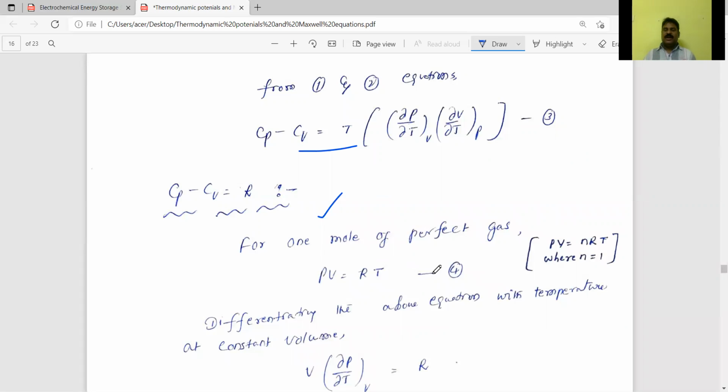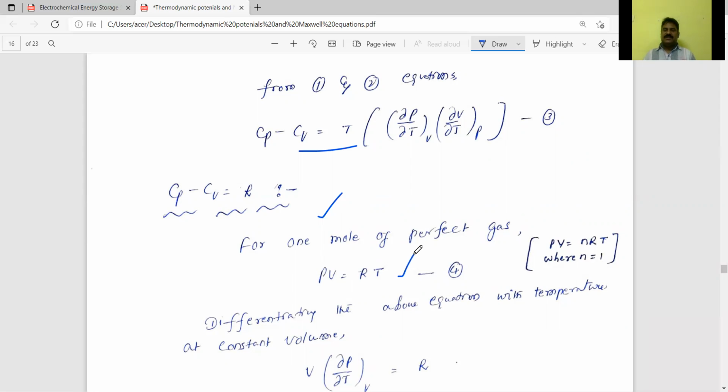For that, we have taken a perfect gas, a gram mole of perfect gas. So, what is the equation for a perfect gas? PV equal to nRT, where n equal to 1. We have taken 1 gram mole of gas. That is why n is kept as 1. So, then PV equal to RT.